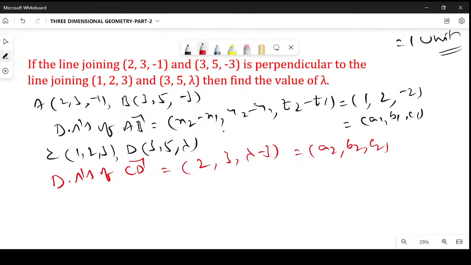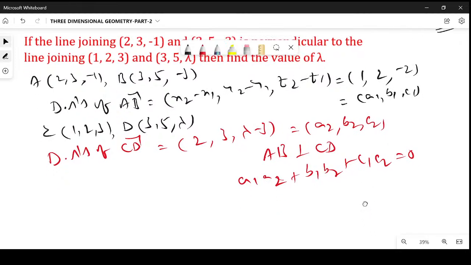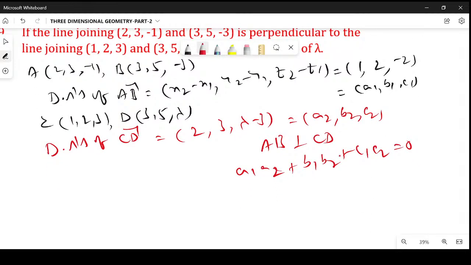Since AB bar is perpendicular to CD bar, the line joining A and B is perpendicular to the line joining C and D. Then automatically I can write A1 A2 plus B1 B2 plus C1 C2 equal to 0. Take this formula: A1 A2 plus B1 B2 plus C1 C2 equal to 0.